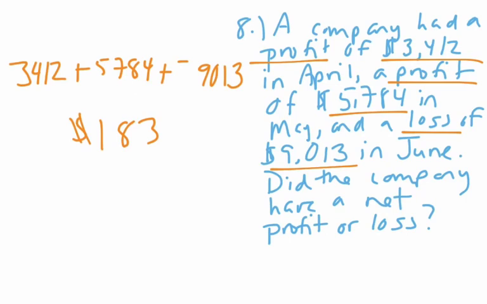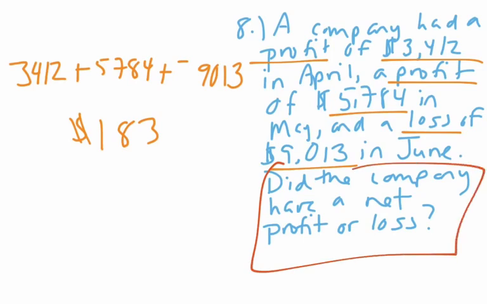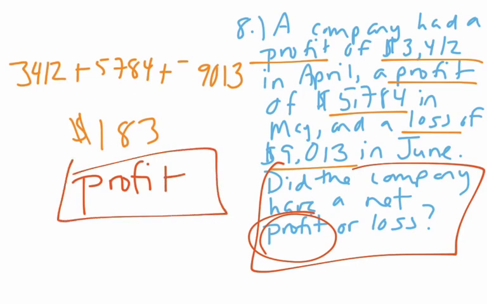Now, remember what the question is being asked. So if it's like one of those open response kind of things, and you answer $183, you're probably only going to get partial credit. Not because you don't know what you're doing, but because you didn't answer the question. The question that was asked was, did the company have a net profit or loss? And in this case, it was a net profit. And so you want to make sure that you actually answer the question, because the answer to the question was not the $183. The answer to the question was profit, which might be evident from the $183, but you always want to make sure that you're answering the question that's being asked.